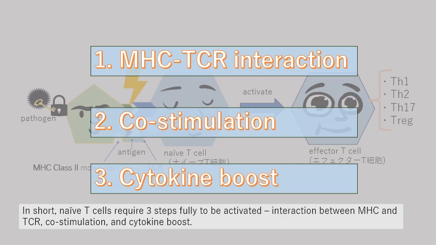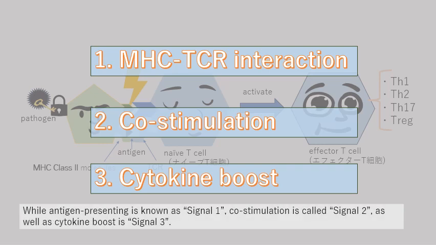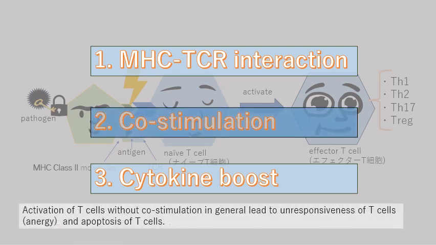In short, naive T cells require three steps to be activated: interaction between MHC and TCR, co-stimulation, and cytokine boost. While antigen presenting is known as signal 1, co-stimulation is called signal 2, as well as cytokine boost is signal 3. Activation of T cells without co-stimulation in general leads to unresponsiveness of T cells and apoptosis of T cells.